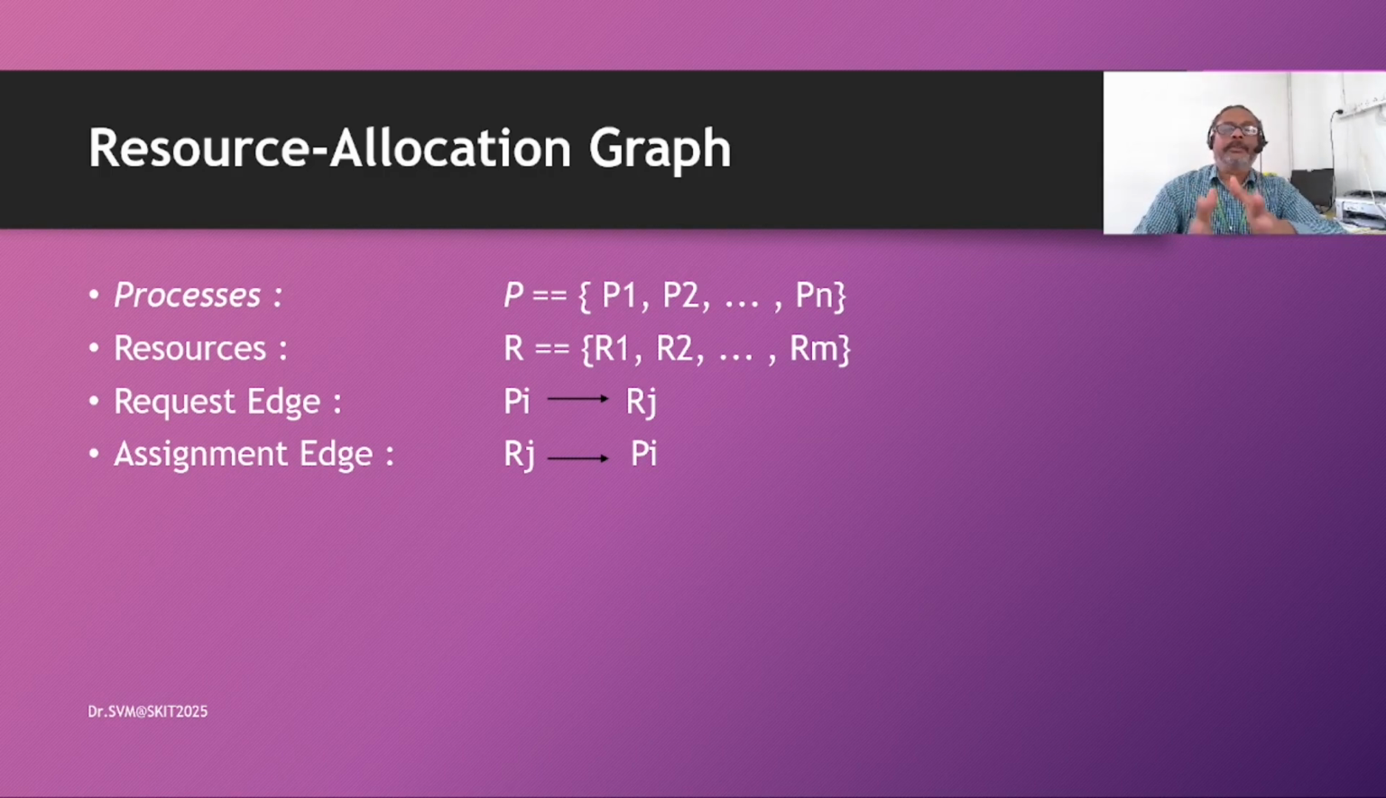So there is one request edge, that means the process is requesting a resource. pi arrow rj says that the process pi is requesting resource rj, and rj is not available, therefore pi is waiting. On the other side, the assignment edge: rj arrow pi means resource rj is assigned to process pi. That's what the convention is.